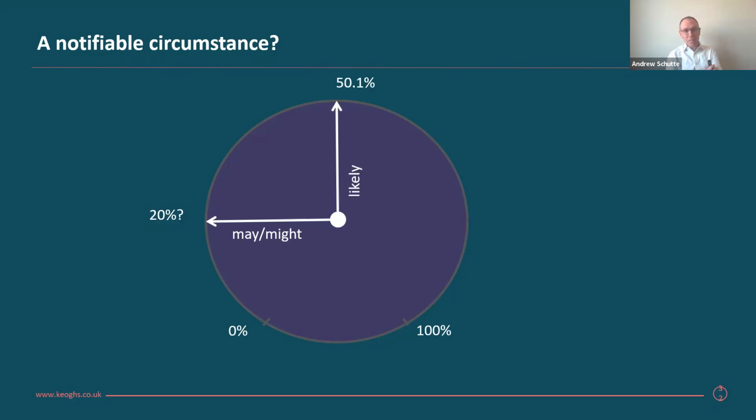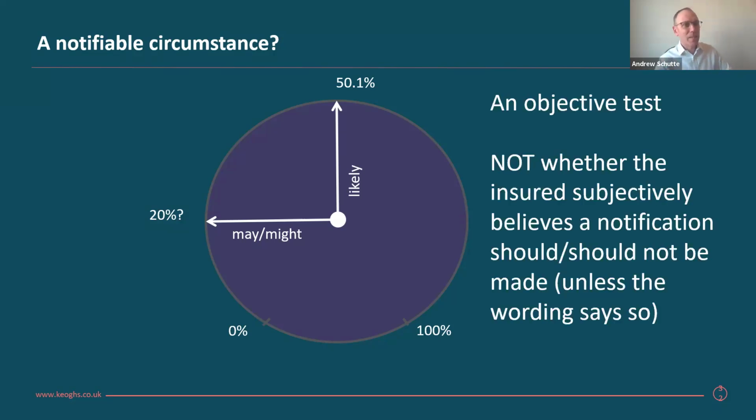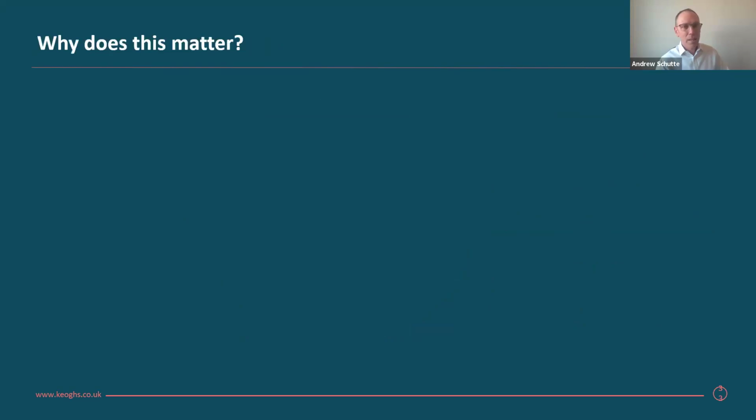With likely, though, if it's something that's likely to give rise to a claim, well, we can be a lot more scientific about it. We know what that is. It's more likely than not. So that's anything over 50%. An objective test, as I've already stressed, unless the wording says differently. But it's not whether the insured or the broker has a subjective belief that something is likely to give rise to a claim or may give rise to a claim.